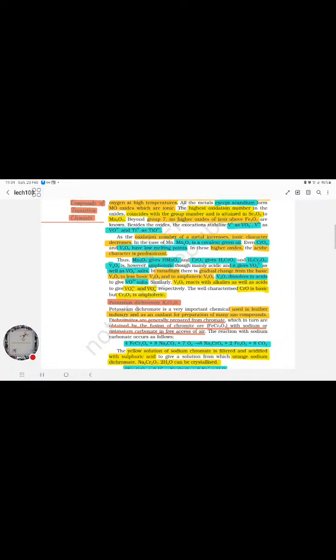Okay, they are talking about acidic character. Mn2O7 gives HMnO4, CrO3 gives H2CrO4 and H2Cr2O7. V2O5 is however amphoteric, though mainly acidic. It gives VO4 3- as well as VO2+ salts. In vanadium, there is a gradual change from the basic V2O3 to less basic V2O4 and to amphoteric V2O5. So basically there are a lot of facts that have to be remembered in these particular passages.